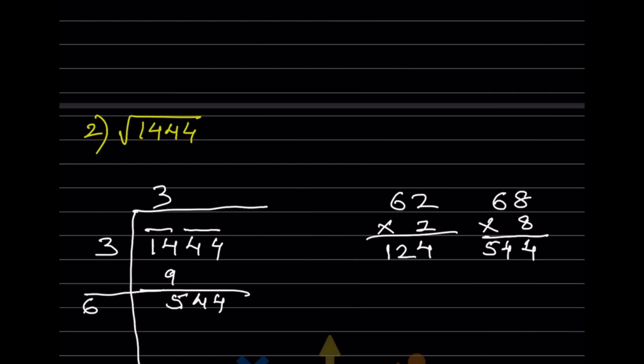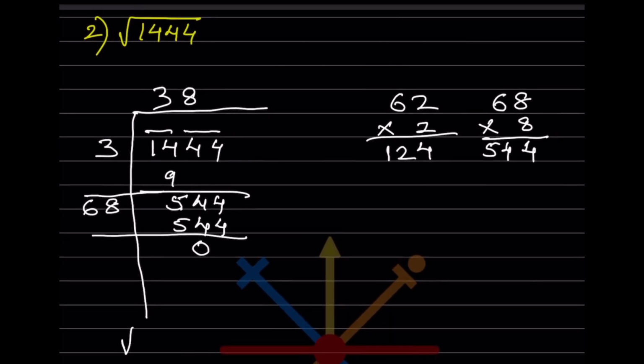So where do we get 544? We get it in 68 multiplied by 8. So you will write here 8 and here 8. That will be 544. Hope this is clear. So now this is 0. So you will write here root of 1444. That is going to be 38.